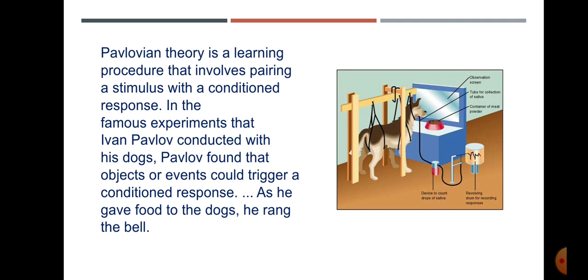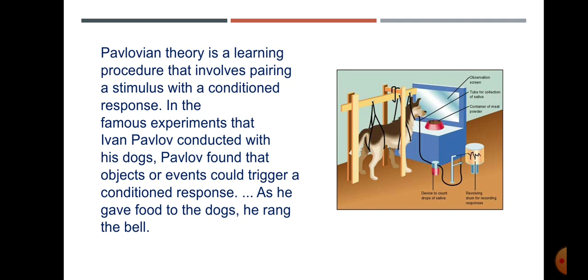Pavlov noticed that the dogs also did the same when the person who fed them came into the room, even if the person had not brought any food. Pavlov went on to ring a bell at the start of feeding time, and eventually the dogs produced extra saliva when they heard the bell before any food was brought in. So he arranged the dog like this, children. You can see the observation screen over there, the tube for collection of saliva, and the container of meat powder. You would be able to see all these things here. He noticed that when the person who feeds the dog daily came inside, even though he was not carrying any food, the dog still produced saliva. And he taught that dog that whenever the bell rings, the dog will get the food.